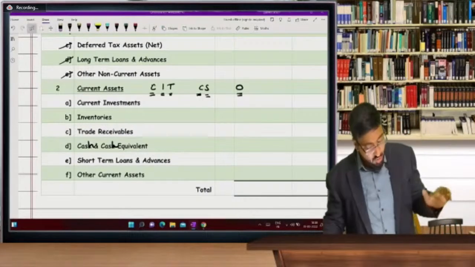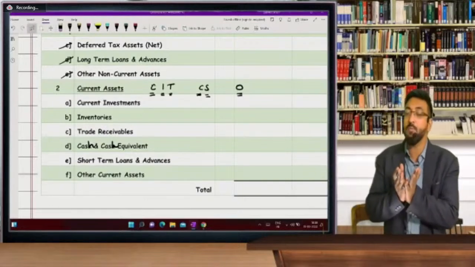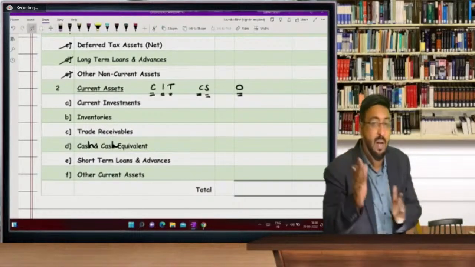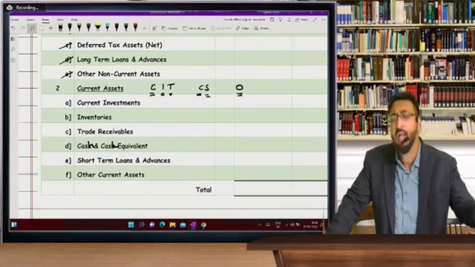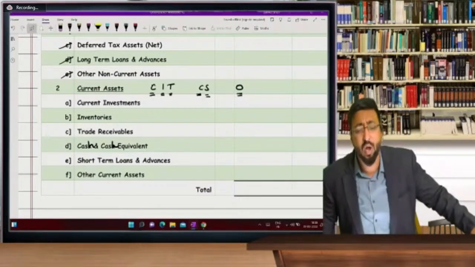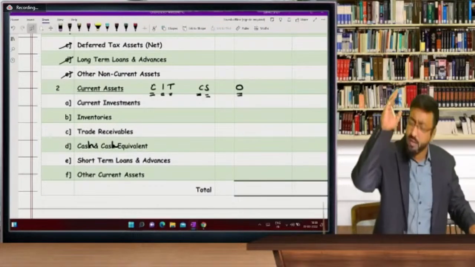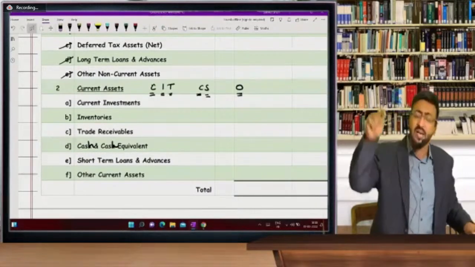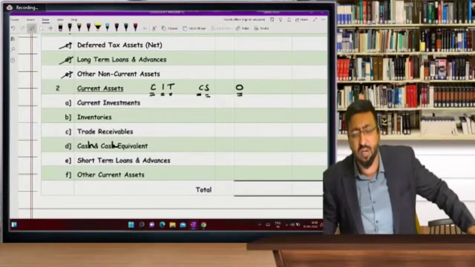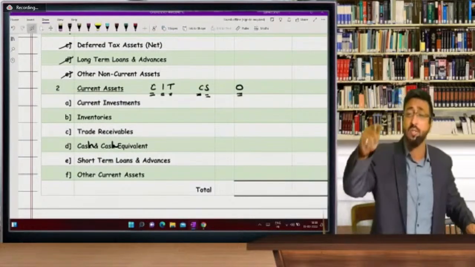Okay, chalo. So now this is the asset pro forma, sir. It's very easy. Assets: property, plant and equipment, intangible assets, capital WIP, intangible assets under development. Then you have non-current investment, deferred tax asset, long-term loans and advances, other non-current assets. Current assets: current investment, inventory, trade receivable, cash and cash equivalent, short-term loans and advances, other current assets.